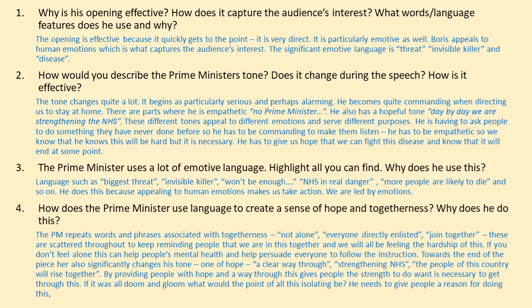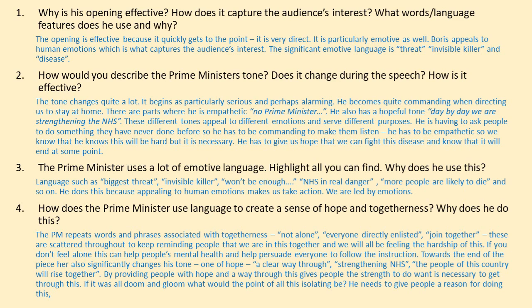Okay, so these are the answers. If there's anything that you didn't get, I would like you to write it down now. So in terms of considering the opening, it is effective because it quickly gets to the point. It's very direct. It's also particularly emotive. It makes the audience feel particular emotions. Boris appeals to human emotions, which is what captures the audience's interest.